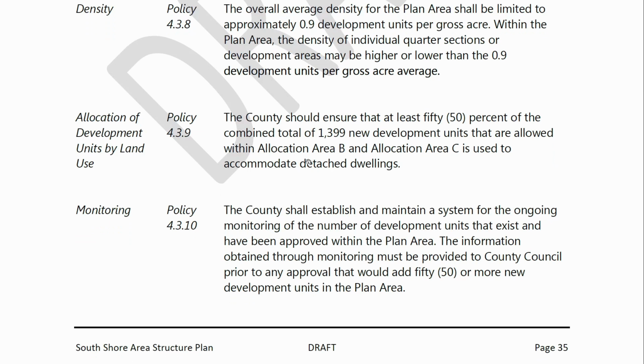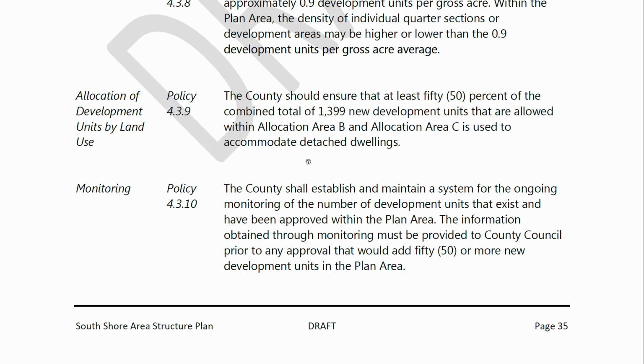There's a further policy talking about how many of the development units available should go to permanent homes, in the form of detached dwellings, versus commercial accommodation units or recreational campgrounds. This policy suggests that at least half of the new development units to come on between allocation area B and allocation area C, as a combined pool of 1,399 new units, should be allocated for detached dwellings. So in the form of subdivisions and housing similar to what we see in Scenic Sands. That means approximately 50% of that, 700 units out of the 1,399, should be devoted to detached dwellings. That is a decision the county council would be able to make as individual projects are brought forward.